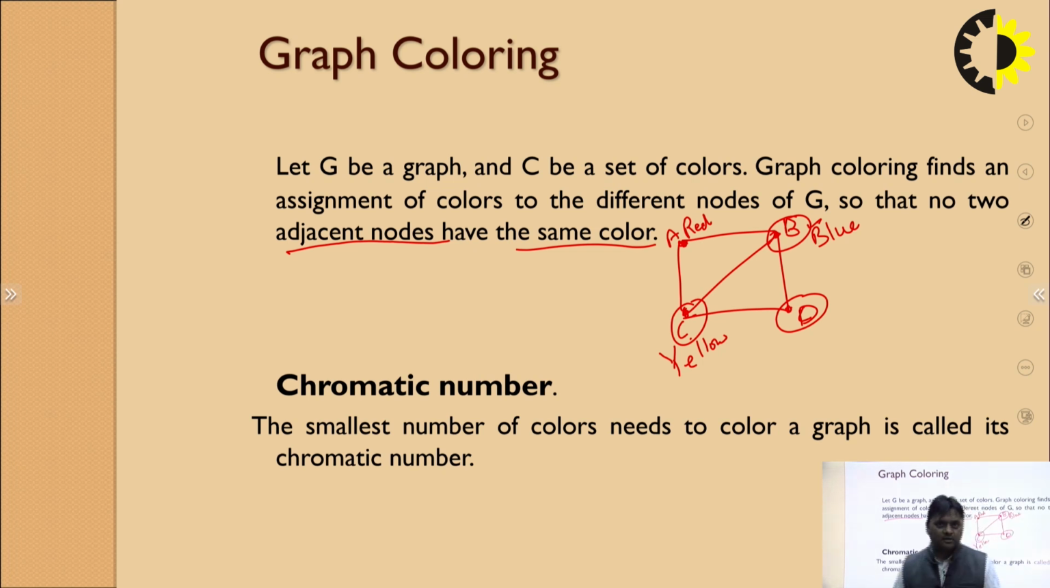Now vertex A is red, vertex B blue, and vertex C yellow. We see here vertex D: we cannot assign it blue because it is adjacent to B. We cannot put yellow because vertex D is adjacent to vertex C. But vertex A is not adjacent to vertex D, so we can put red on vertex D.